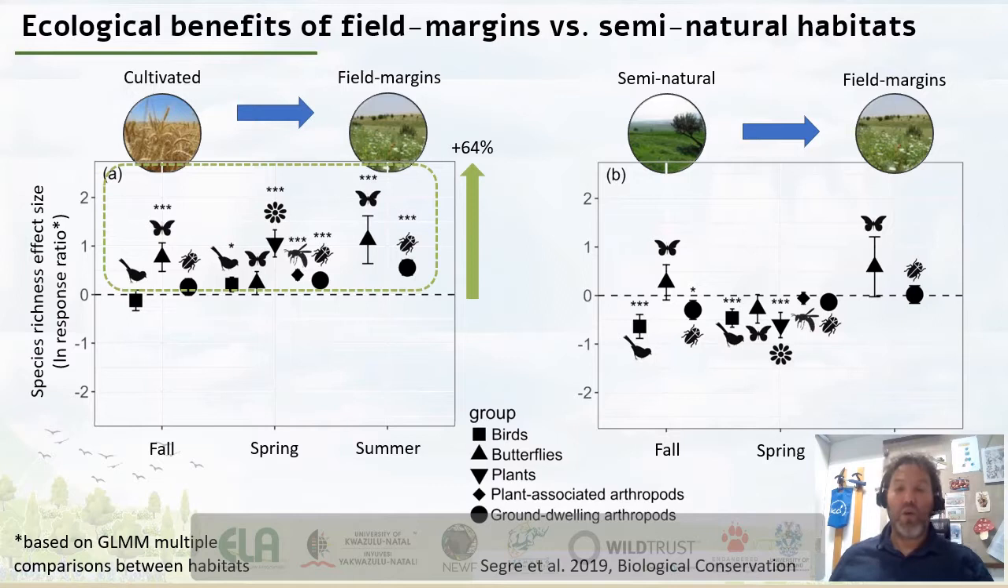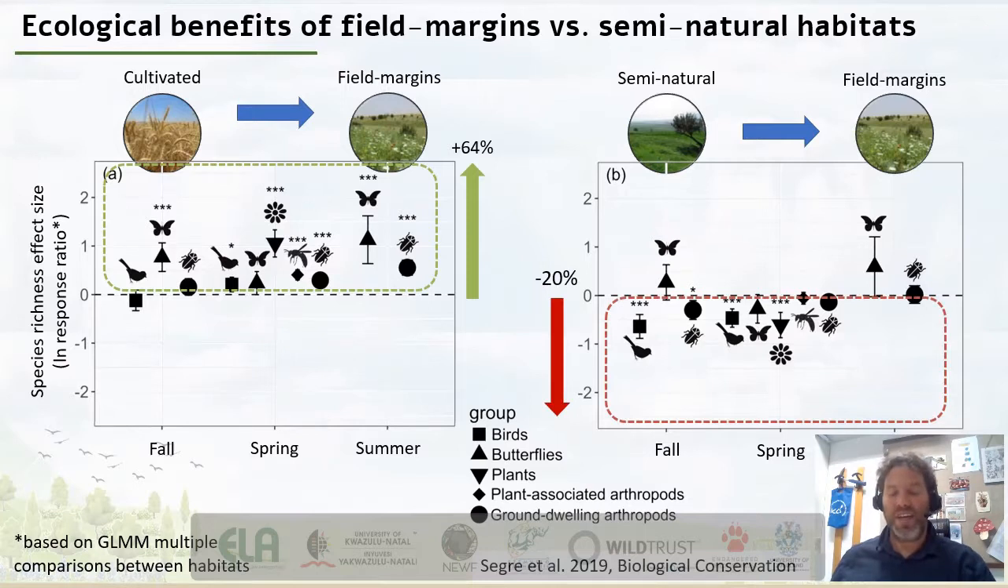Now, when you compare the semi-natural area, which are larger, to the field margin, you get, of course, the opposite trend, mostly negative. It varies again in season, it varies in between taxa. I'm not going to get into it, but in general we get a reduction of about 20%. So the semi-natural has more benefit than the field margin.